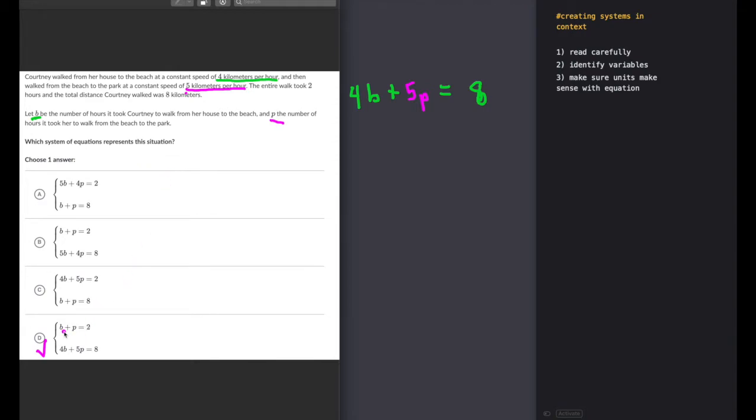So they're saying some other thing, B plus P equals 2. Well, what they're saying is the number of hours it took her to walk from her house to the beach, that's B, plus the number of hours it took her to walk from the beach to the park equals 2. So they're saying that her whole trip took 2 hours, and it's telling us here the entire walk took 2 hours. So it looks like this is also a correct option. So both of these equations seem to be correct, and so we're going to go with D. D is the correct answer in this case.